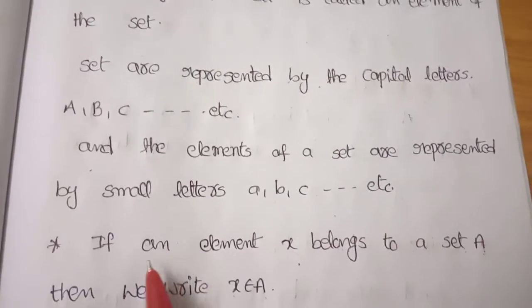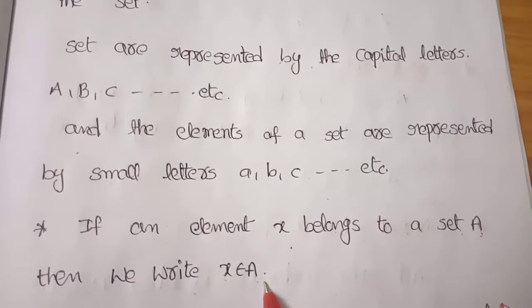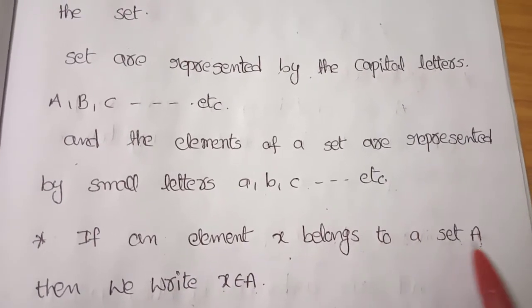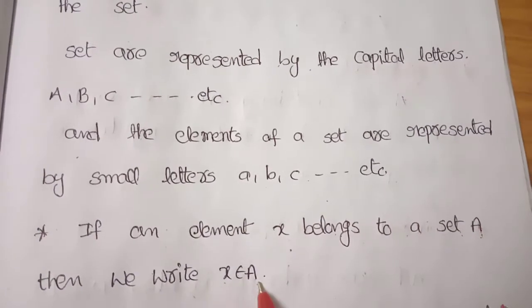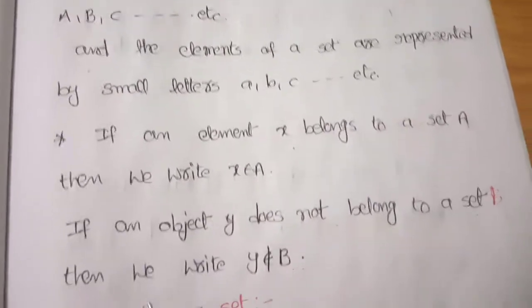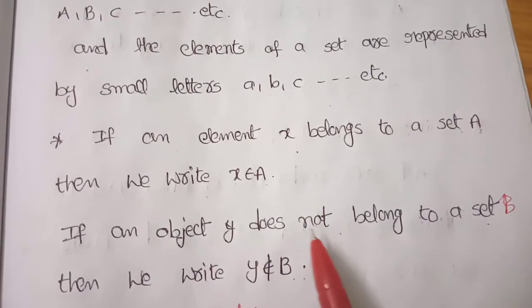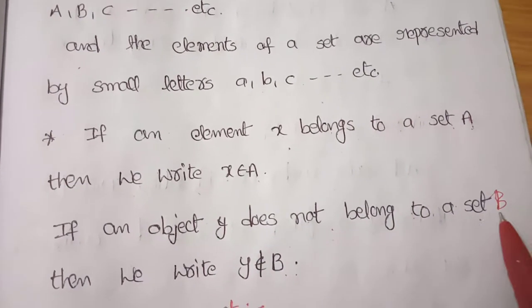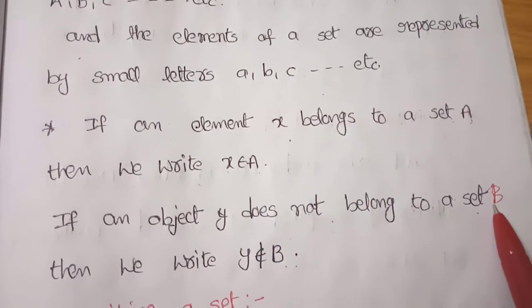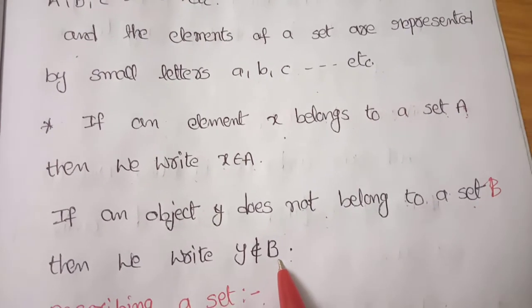Next, if an element x belongs to a set A, then we write x ∈ A. If an object y does not belong to a set B, then we write y ∉ B.